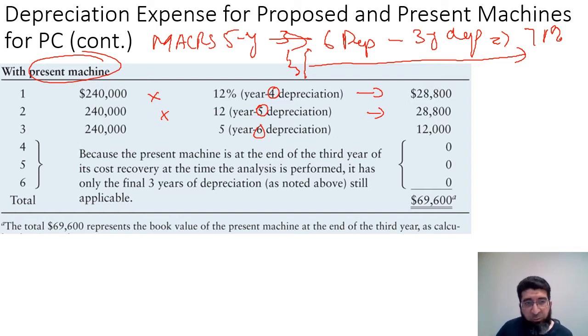Since we are matching the present with the proposed machine at a specific timeline, which is today, we are going to start comparing what depreciation has been left and what happens after 6 years of depreciation. So for these 3 years, the present machine is at the end of the third year of its cost recovery, and it has only 3 years of depreciation, which has already been charged here. So nothing will be done here, hence we have a total book value of the machine which will be left as 69,600.